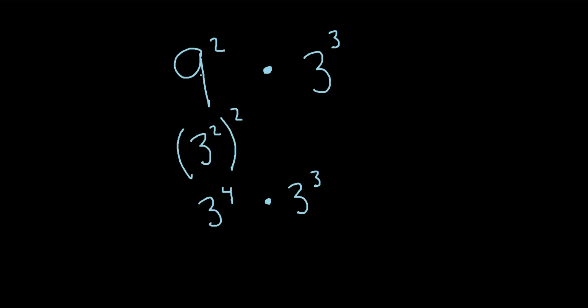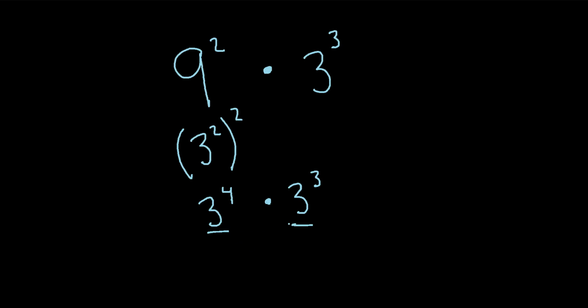So all we've done is we've rewritten 9 to the second as 3 to the fourth. And 9 to the second has a value of 81. And 3 to the fourth also has a value of 81. So we haven't changed anything. We've just rewritten it in a different form. But what we'll notice is that now we have the same base. So both of these values have a base of 3.